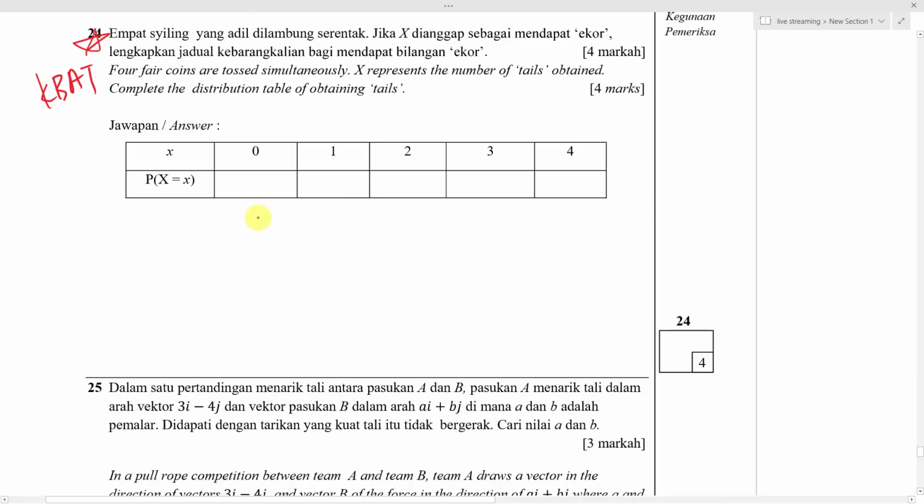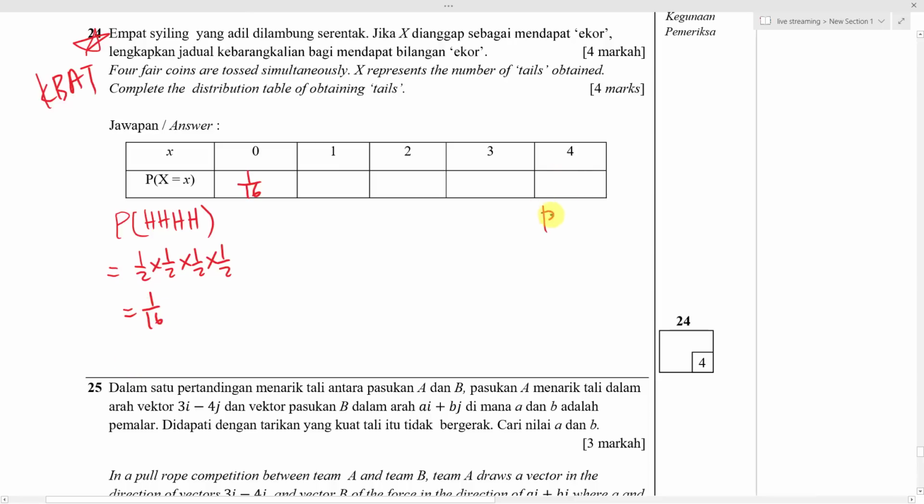Alright, so for example, 0 here means what? You get 0 tails. 0 tails means all heads, so the probability of getting heads is quite simple, right? 1 over 2 times 1 over 2 times 1 over 2 times 1 over 2. So this is 1 over 16.